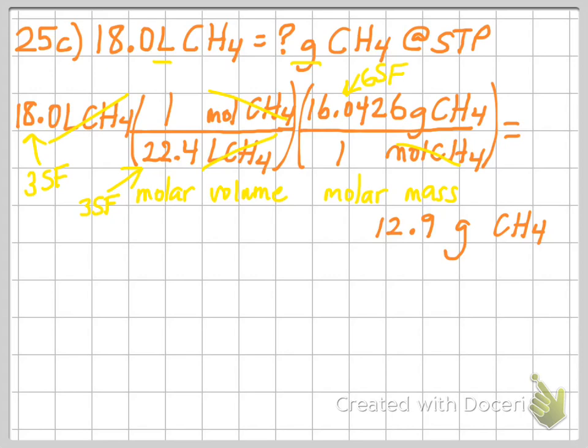Now, for those people who are struggling a bit with calculators, the order that I multiply or divide doesn't matter. So I can take my 18, divide it by my 22.4. I know I'm dividing because 22.4 is in the denominator. And then multiply by my 16.0426. I know I'm multiplying because 16.0426 is in the numerator. And when you do that, you should get the correct answer. So that summarizes question 25.